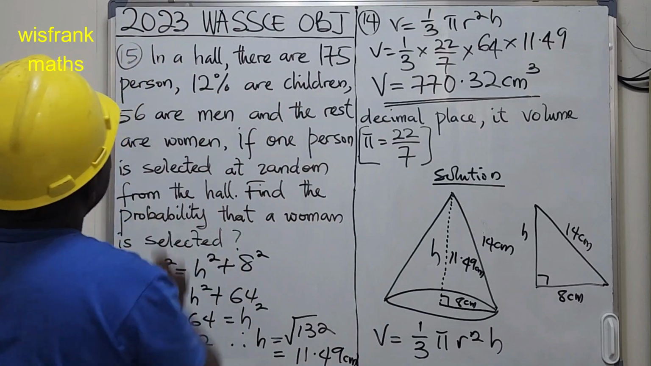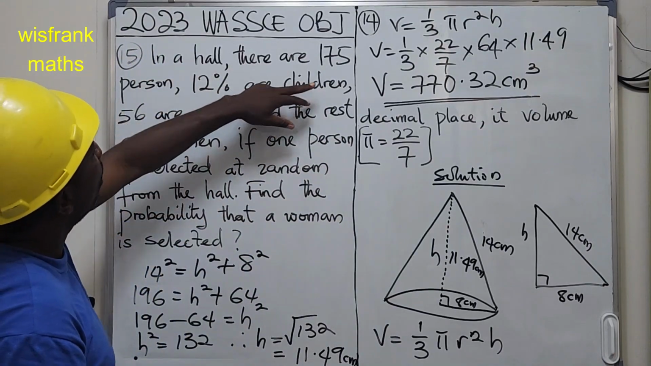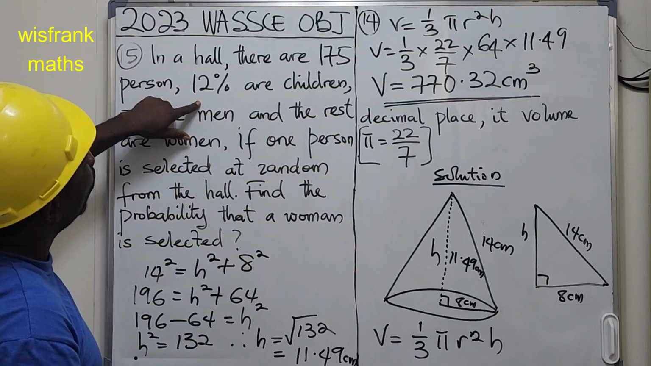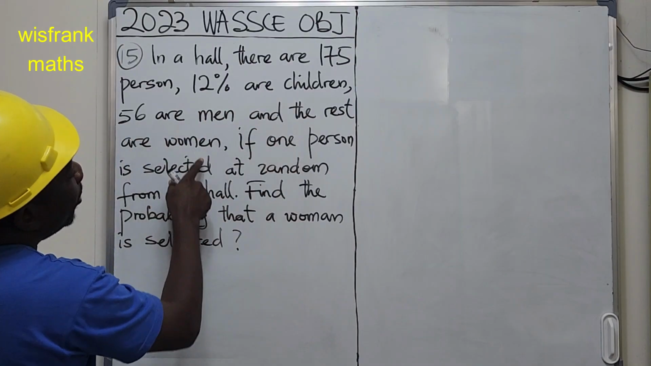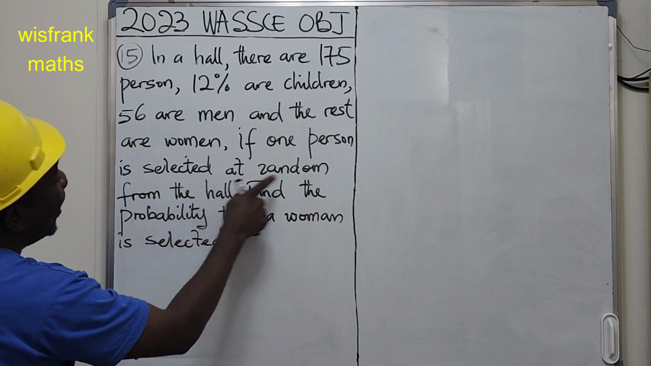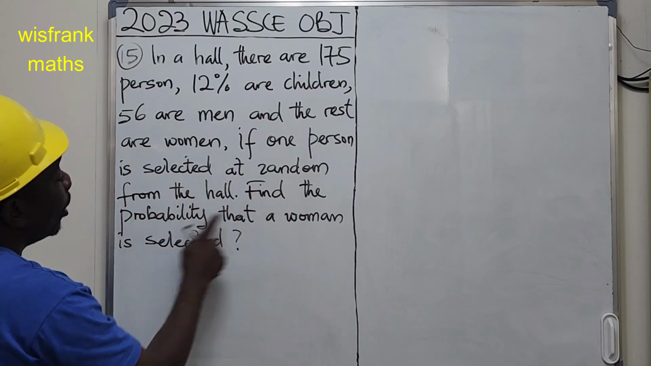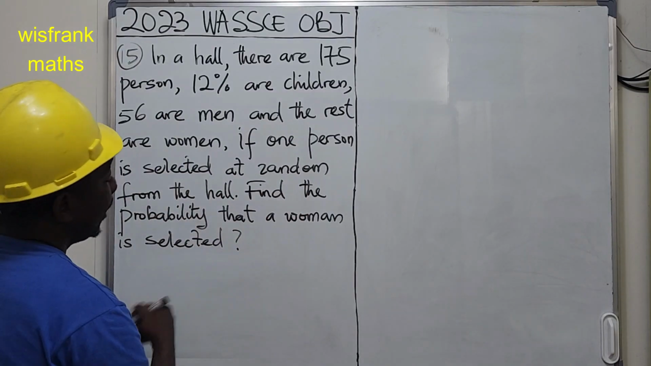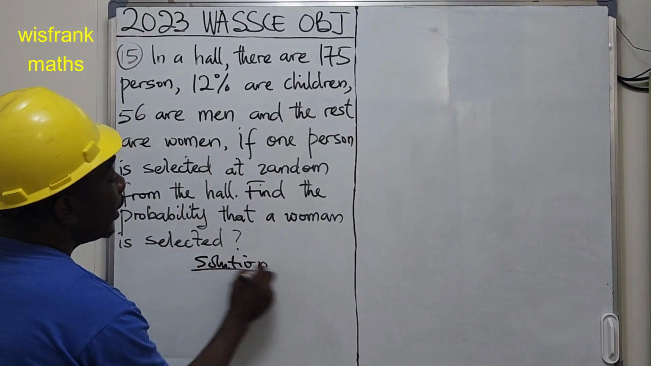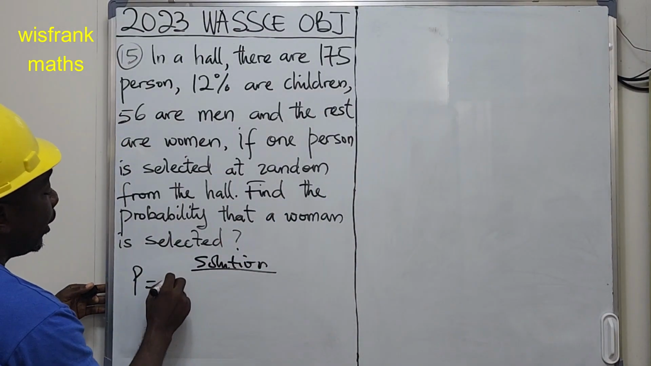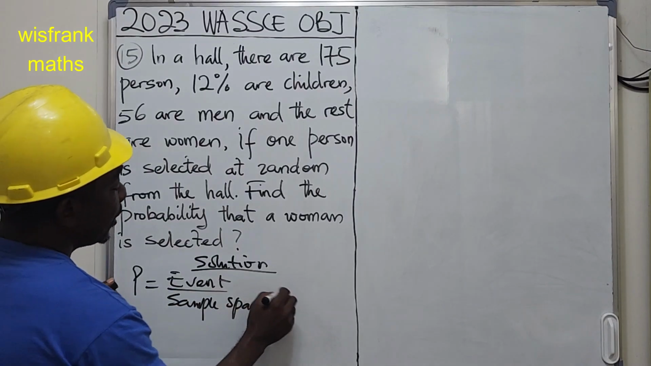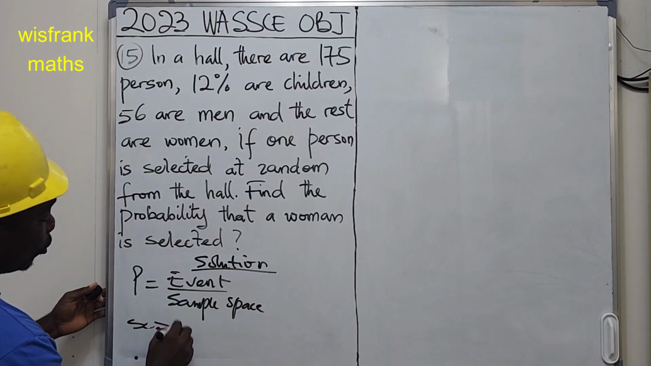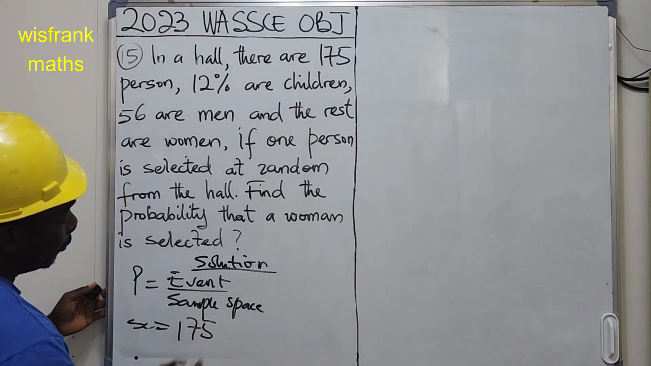Number 15. In a hall, there are 175 persons. 12% are children, 56 are men, and the rest are women. If one person is selected at random from the hall, find the probability that a woman is selected. So we have the solution. In every probability, we have the event over the sample space. In this case, the sample space equals 175.